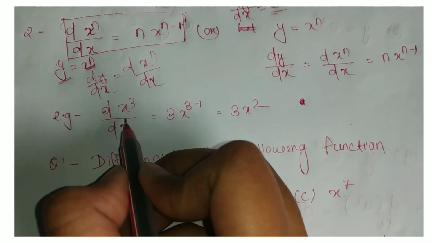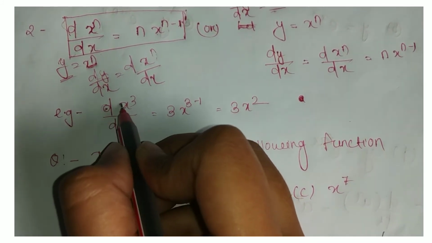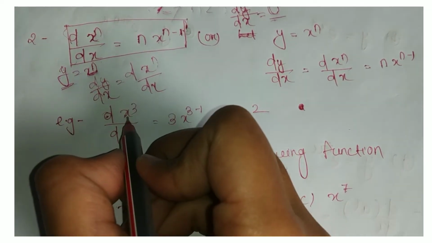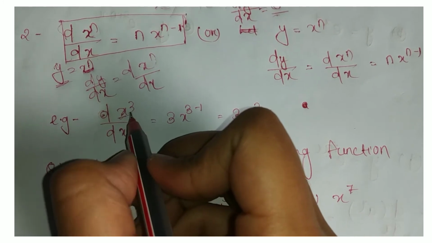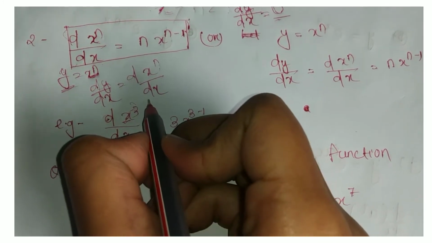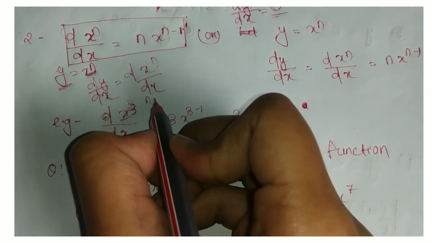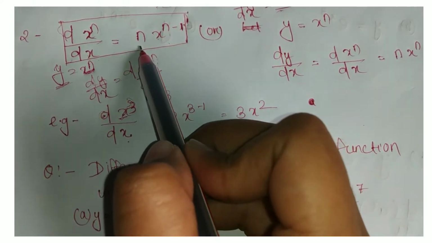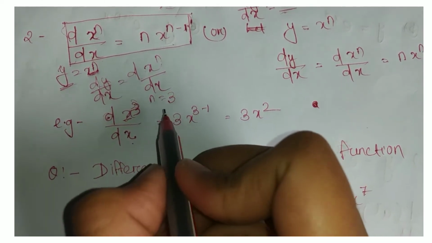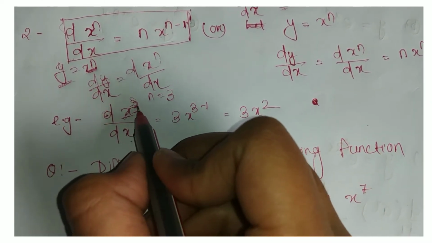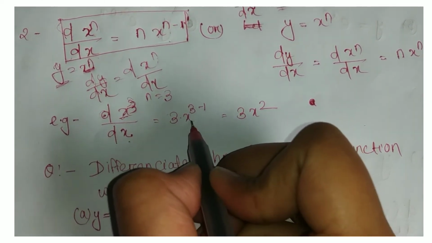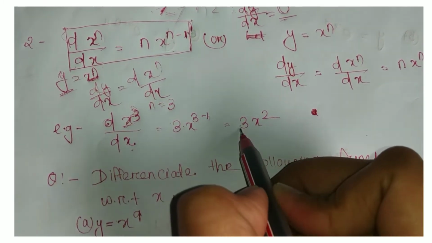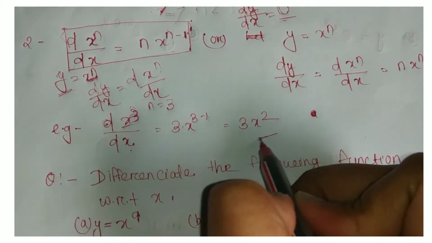For example, derivative of x to the power 3 by dx. Here x to the power n, here n is equal to 3. So applying this formula, the derivative of x to the power 3 is equal to 3 x to the power n minus 1, that is 3 minus 1, is equal to 3 into x square.